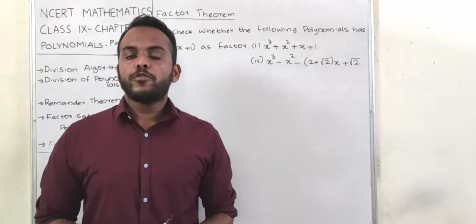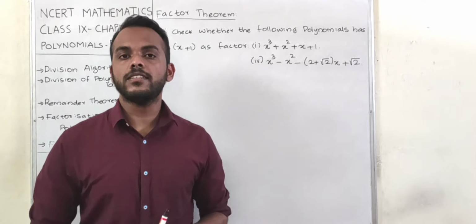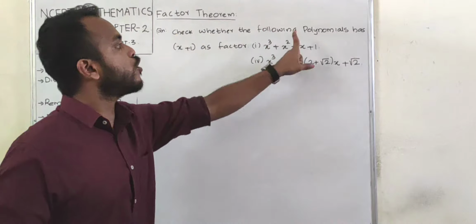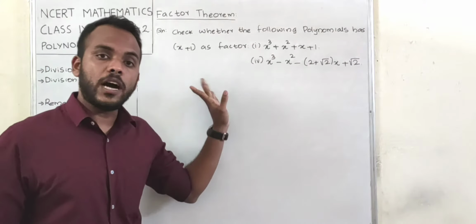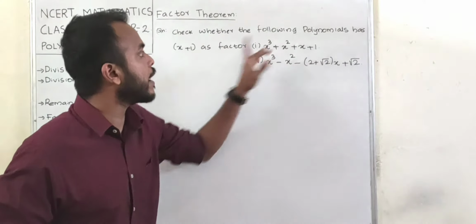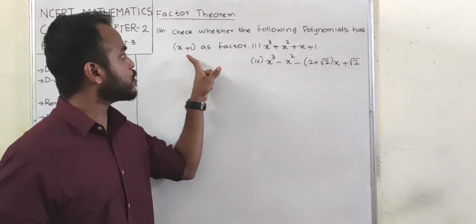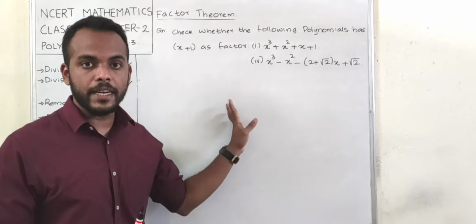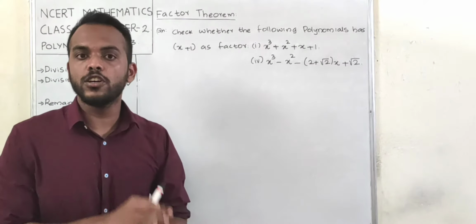Now let's see a problem based on the factor theorem that we have just learned. These questions are often seen in the examination, like to check whether the following polynomial has x plus 1 as a factor. So how will you check whether this polynomial has x plus 1 as a factor? To check whether x plus 1 is a factor of this polynomial, you just need to check the remainder obtained when this one is divided by this polynomial is 0 or not.